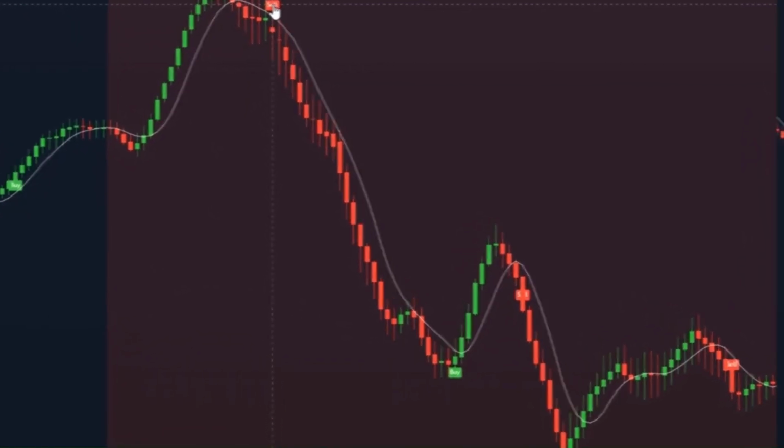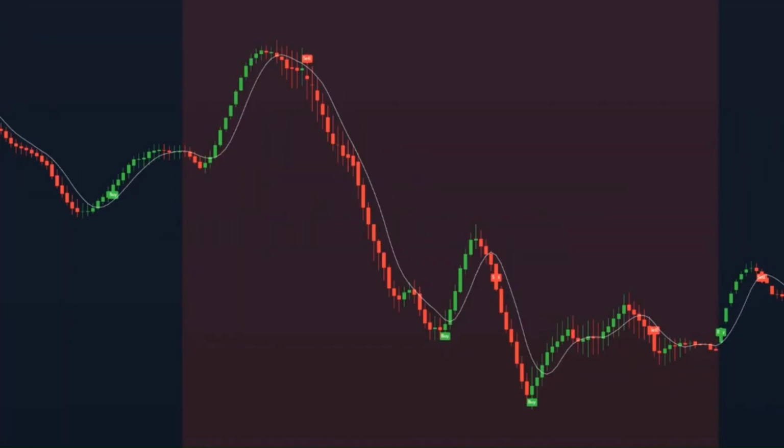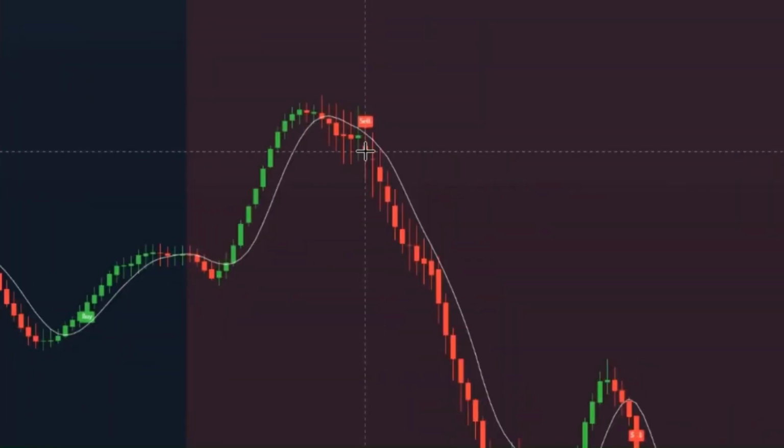Rule 3 for this strategy is we have to make sure that the candle is red for a sell and green for a buy, and for a sell the price has to be closed below the linear regression line, which is this white line right here. Enter at the close of the candle.